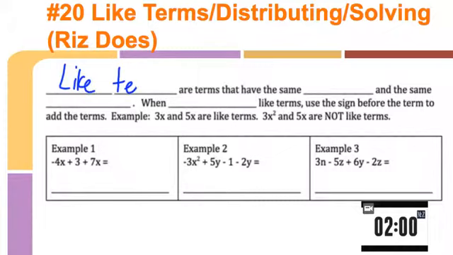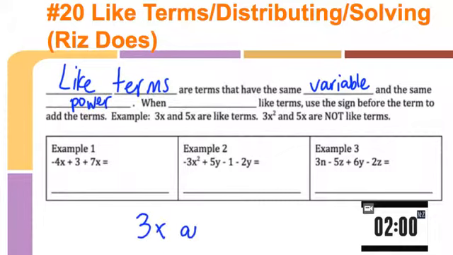Like terms are terms that have the same variable and the same power. So that means if I have something like 3x and 5x, those are like terms. But now let's say if I have 3x squared, to the second power, and 5x, those are not like terms because this one has a second power and this one has an invisible first power.